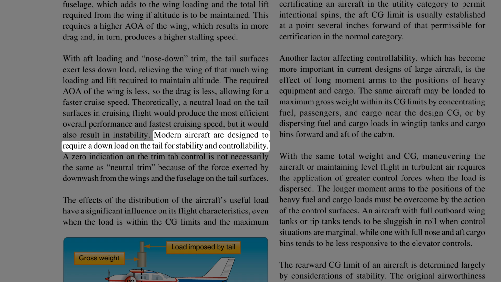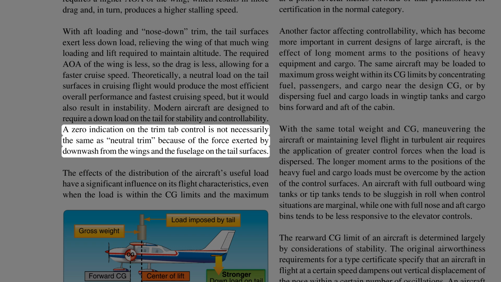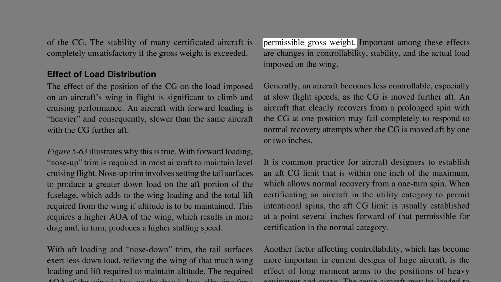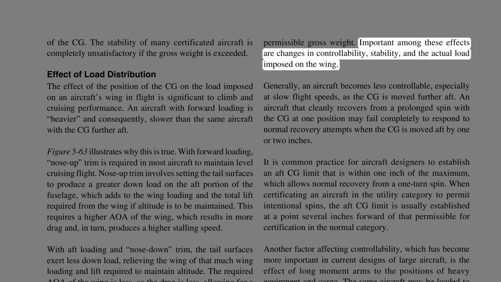Modern aircraft are designed to require a down load on the tail for stability and controllability. A zero indication on the trim tab control is not necessarily the same as neutral trim, because of the force exerted by downwash from the wings and the fuselage on the tail surfaces. The effects of the distribution of the aircraft's useful load have a significant influence on its flight characteristics, even when the load is within the CG limits and the maximum permissible gross weight. Important among these effects are changes in controllability, stability, and the actual load imposed on the wing.